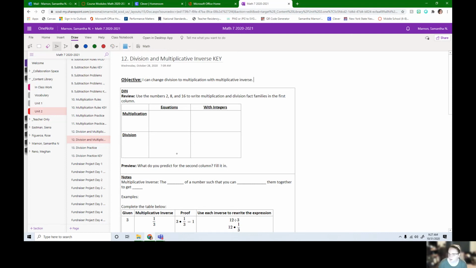Okay, so we should have written some fact families for these numbers. For multiplication, you might have written 2 times 8 equals 16, or you might have written 8 times 2 equals 16. For division, you could have had 16 divided by 2 equals 8, or 16 divided by 8 equals 2. So those are just some different fact families relating all the numbers. Now our preview says, what do you predict for the second column? Fill it in. So pause the video and fill in the second column.